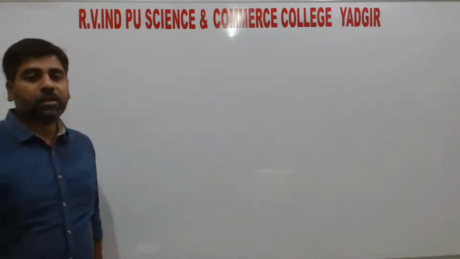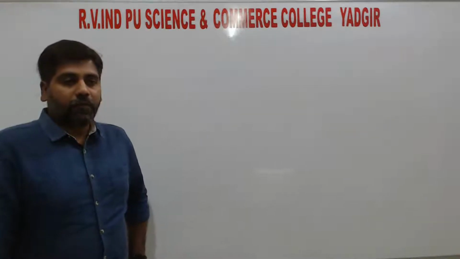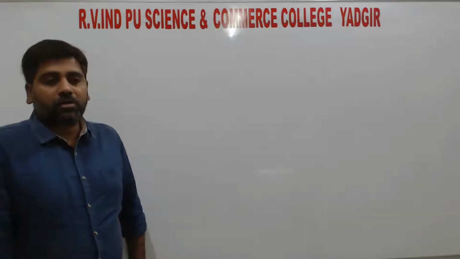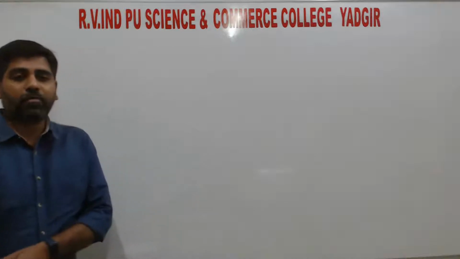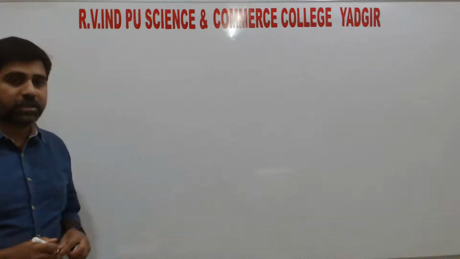So Snell's law is the ratio of the sine of the angle of incidence to the sine of the angle of refraction. That is, sin i by sin r is always equal to a constant. So that constant is taken as the refractive index. So we are going to derive that by using Huygens' principle, right? So Huygens' principle, what it states means.